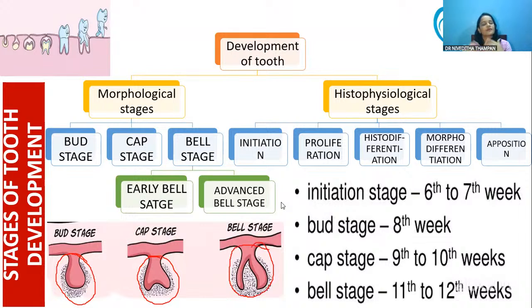Then coming to the histophysiological stages, it's related. I'll show you how these morphological stages and histophysiological stages are related. But yes, the histophysiological stages are five: initiation, proliferation, histodifferentiation, morphodifferentiation, and apposition. We'll discuss in detail what all these stages are.